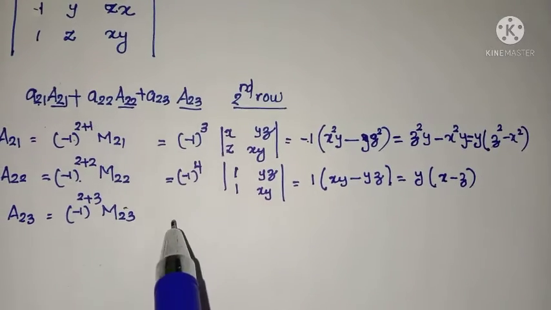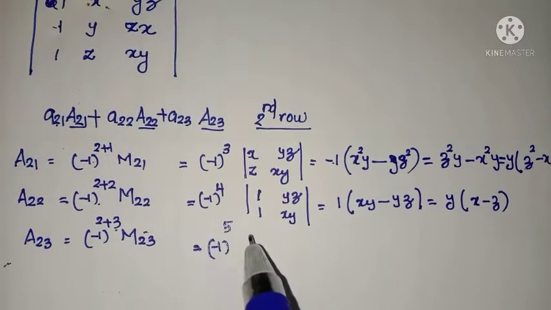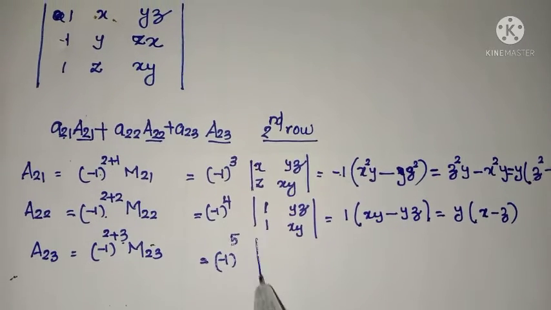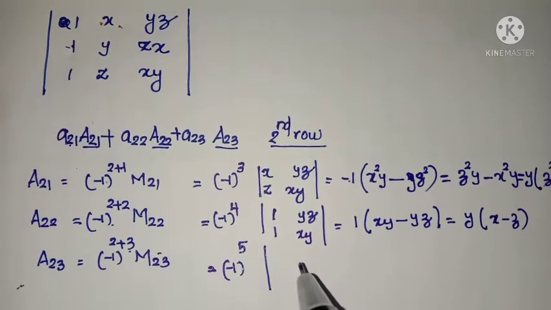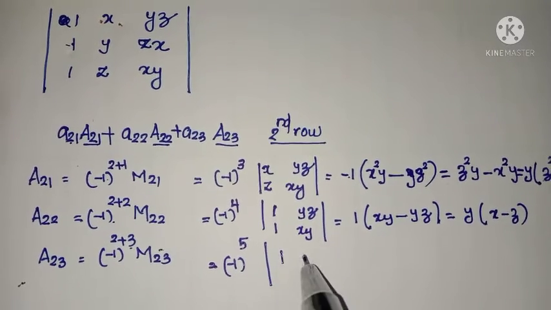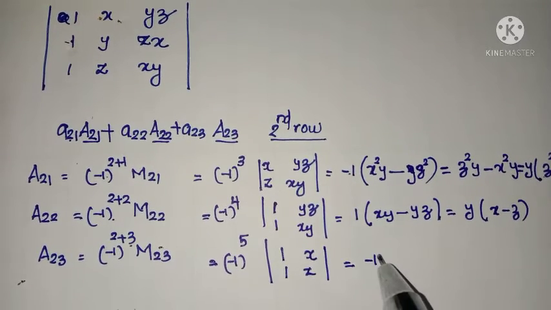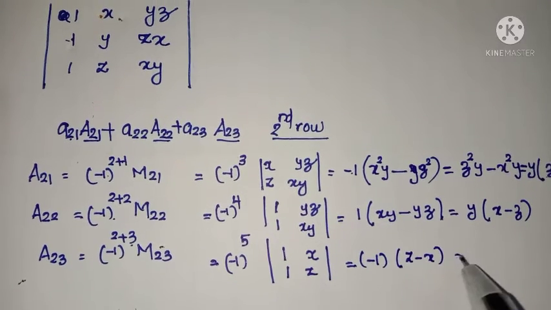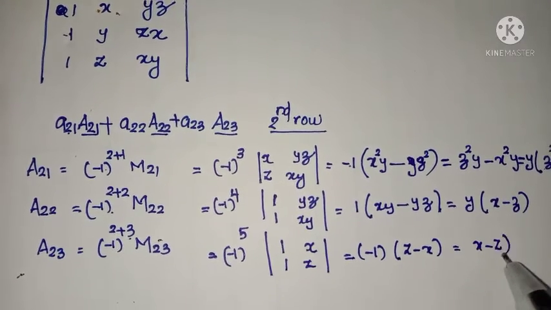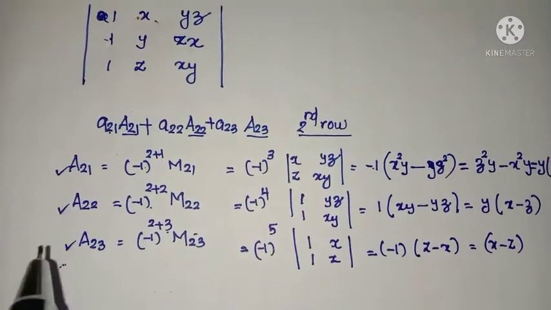Now A23 is obtained by minus 1 raised to 2 plus 3, that is minus 1 raised to 5 into M23. M23 is the determinant 1x 1z, and this is equal to minus 1 into z minus x, or x minus z. So we have A21, A22, A23.